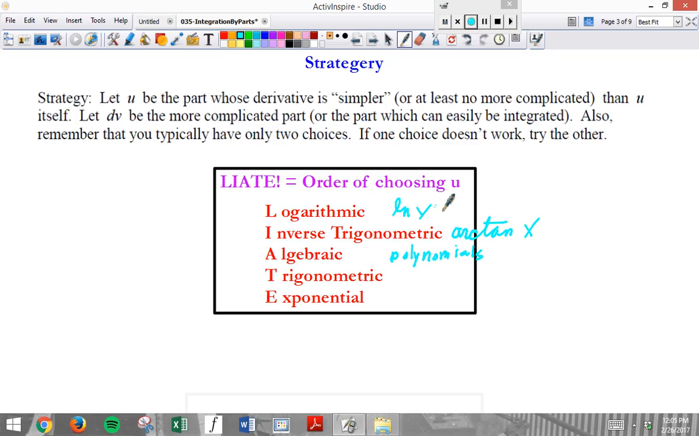Easy to differentiate, easy to differentiate, easy to differentiate. Hard to integrate, hard to integrate, and then in the middle. Trig refers to your classic friends, sine x, cosine x, etc. And exponential functions, e to the x, okay? So, this is my first choice for u.